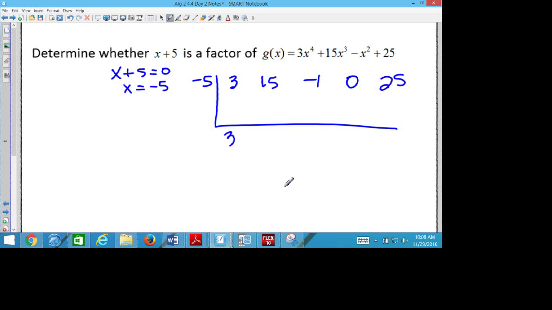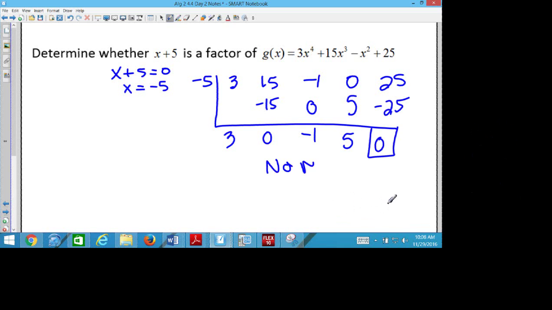So we bring down our 3, and we multiply by -5, we get -15. Add them, get 0, multiply by -5, get 0. Add them, get -1, multiply by -5, get 5. Add them, get 5, multiply by -5, get -25. Add them, get 0. Is there a remainder? No. So no remainder means x plus 5 is a factor.